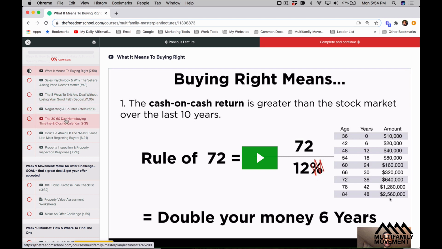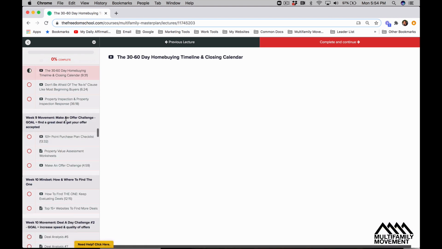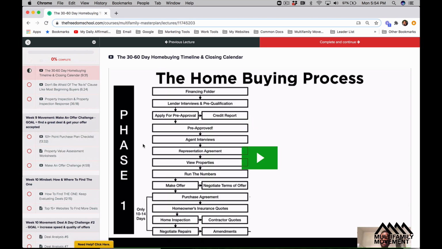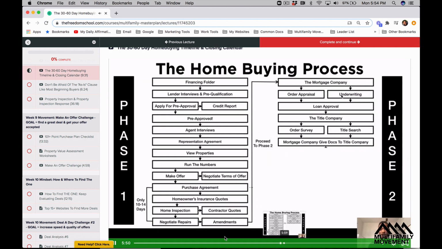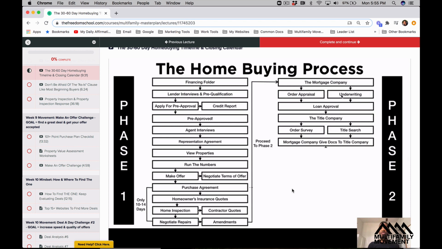I give you the 30 to 60 day home buying timeline and process. It is very extensive. So there's phase 1 and then there's phase 2. You got to know where you are in the actual process and make sure that you're continuing to move the deal forward. Every property that goes under contract doesn't make it to close.